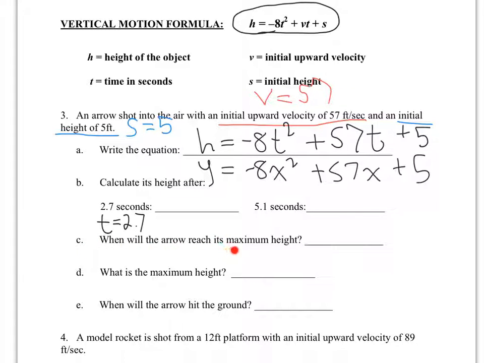C says, when will it reach its maximum height? Well, maximum height represents the vertex. So you could just plug this equation in and find the vertex. D, what is the maximum height? Again, this question is asking about the vertex. And the last question, when will the arrow hit the ground? Again, you can just use your calculator and figure out when it hits the ground. So this page is mainly calculator use.